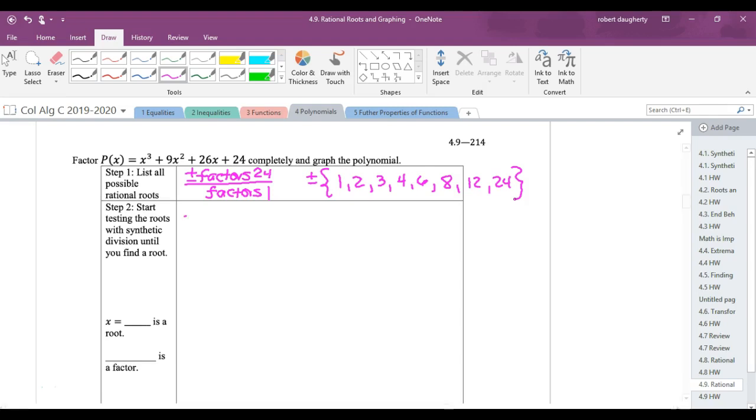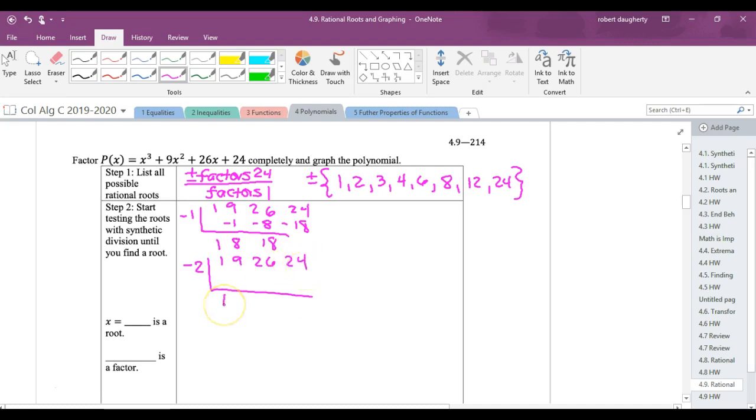So let's start with negative 1. Let's do 1, 9, 26, 24. If I bring down the 1, that's negative 1 and 8. This is negative 8, and that is 18, and this is negative 18. I don't really even need to multiply those together. I know that this doesn't work. So now I just move on to negative 2. I'm just marching down the negative numbers here.